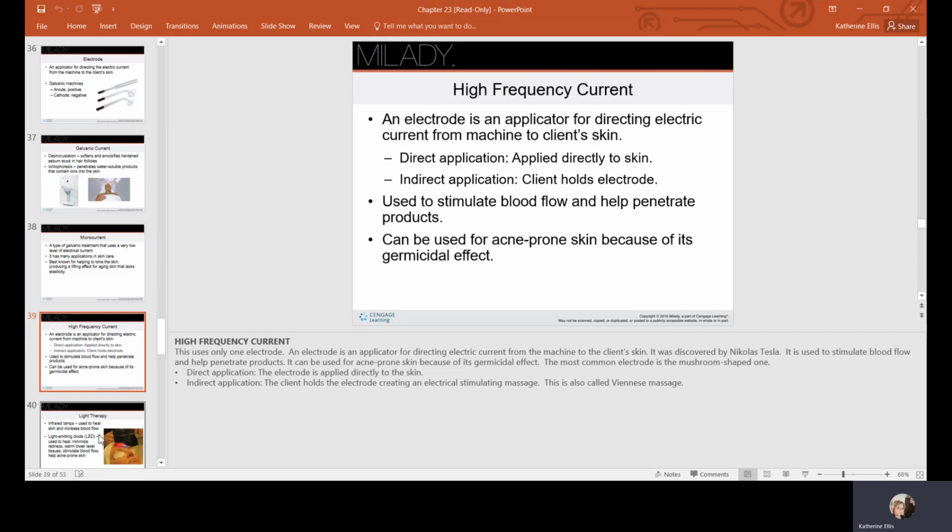High frequency current, this is an electrode. We use an applicator for directing electric current from the machine to the client's skin. We can do a direct application where we're using an anode to directly apply it to the skin, and we can also do an indirect application where the client holds an electrode. These are used to stimulate blood flow and to help penetrate products. They're also good for acne skin because it produces ozone, which has a germicidal effect.